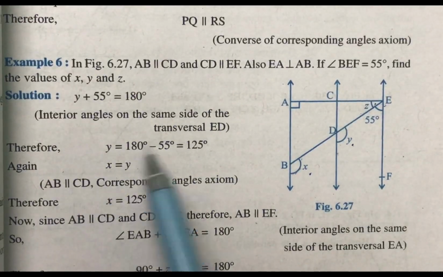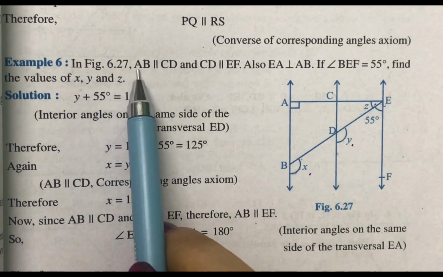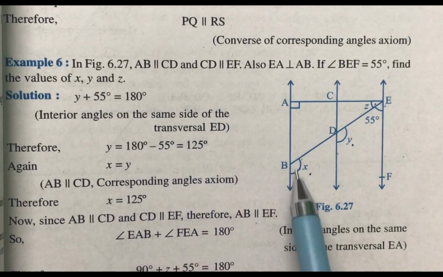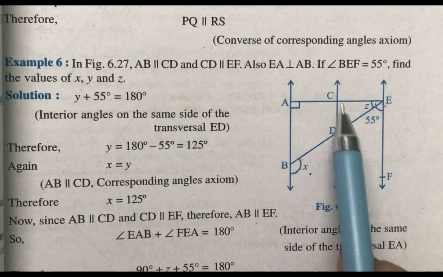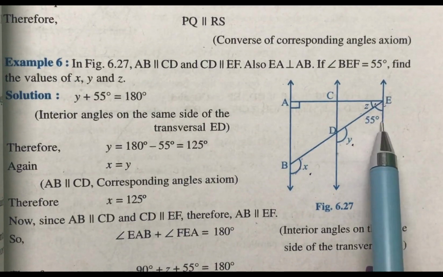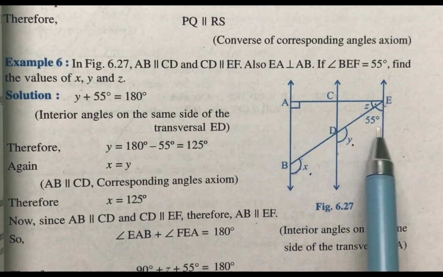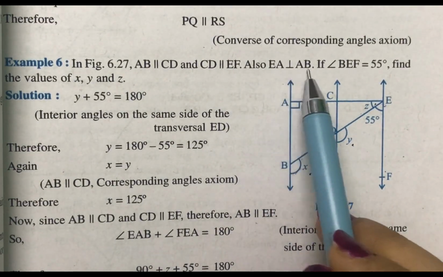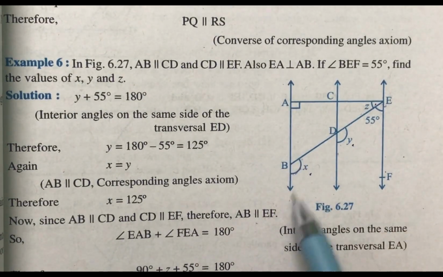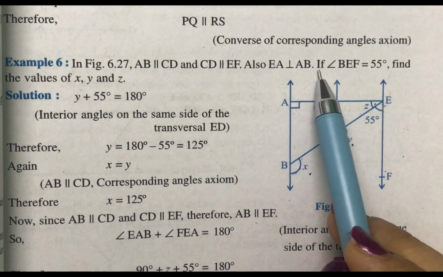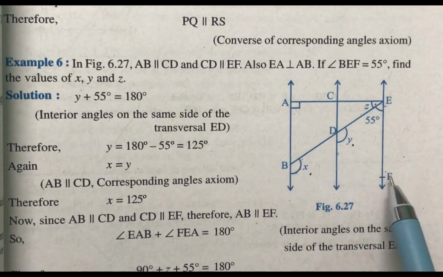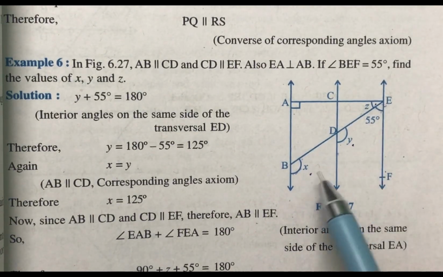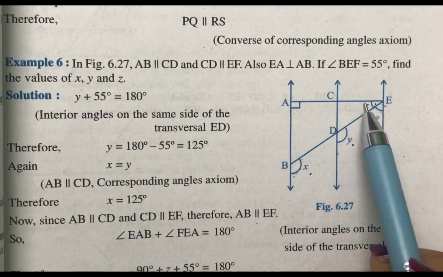Now let's see this question in figure 6.27. In this figure, AB is parallel to CD and CD is parallel to EF. Then obviously, lines which are parallel to the same line are parallel, so AB will be parallel to EF. Also EA is perpendicular to AB, this is 90. If angle BEF is 55 degrees, find the values of X, Y and Z.